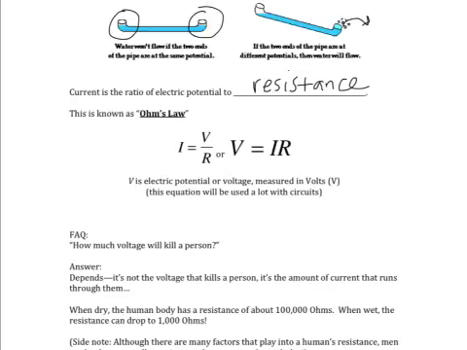Current is the ratio of electric potential to resistance, and this is known as Ohm's law, and this is the most famous equation in current electricity. V is equal to I times R, so the voltage is equal to the current times the resistance. So something that has a higher resistance is going to have less current running through it when subject to a voltage or a potential difference. V is electric potential or voltage, and it's measured in volts, fairly easy to remember.